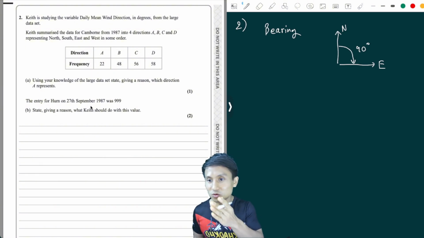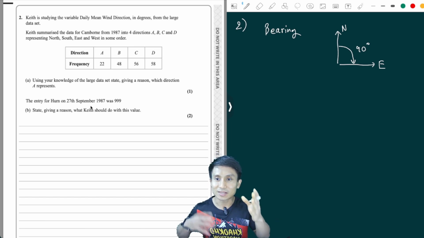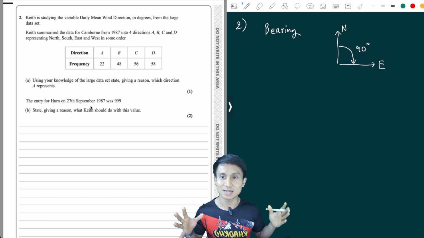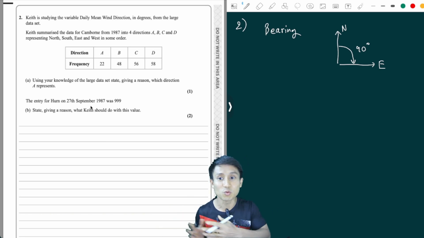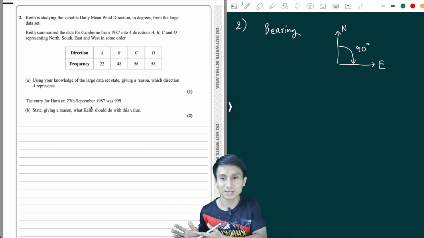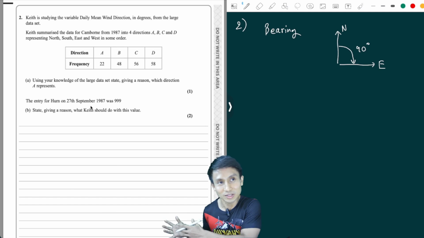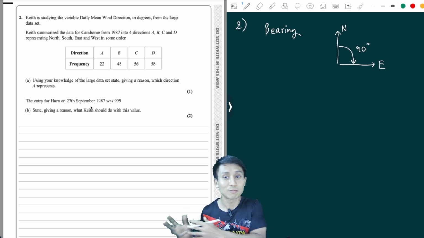Okay, so for example, in the table it doesn't tell you the direction, but it tells you the frequency of directions A, B, C, and D. Now, where is Camborne? Camborne is to the very west of the UK, right? I've never been there when I was in the UK, but you've got to have some knowledge that in the west, somewhere is going to have some influence from the ocean. I forgot the name of the ocean to the west of that city, but because it has a large ocean to the west, the wind and the storms and everything will come from there.